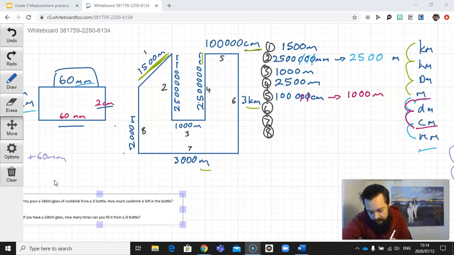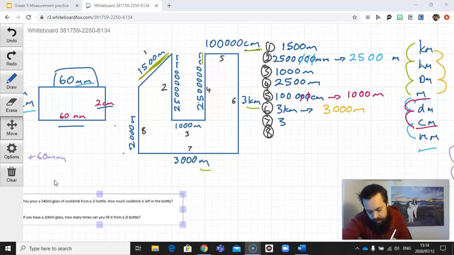Number 6, it's in kilometers, so we're going to have to convert it. So 3 kilometers, and we want to make it into meters. So we're going from kilometers to meters, 3 jumps down, which means we add 3 zeros on, 3,000 meters.